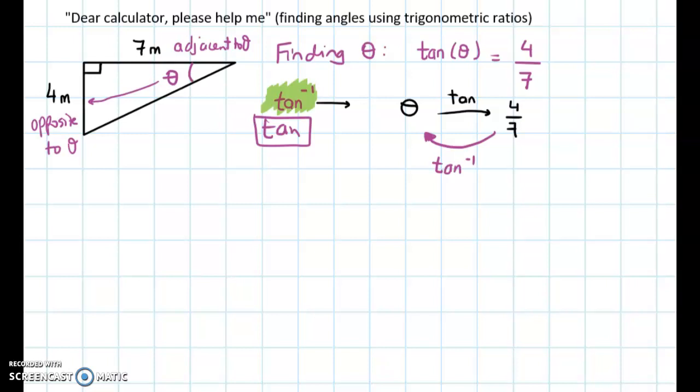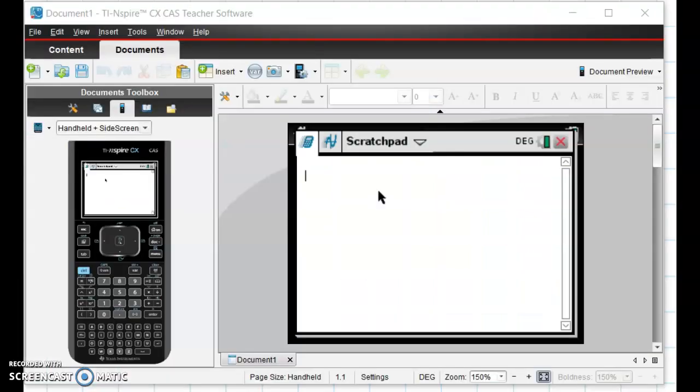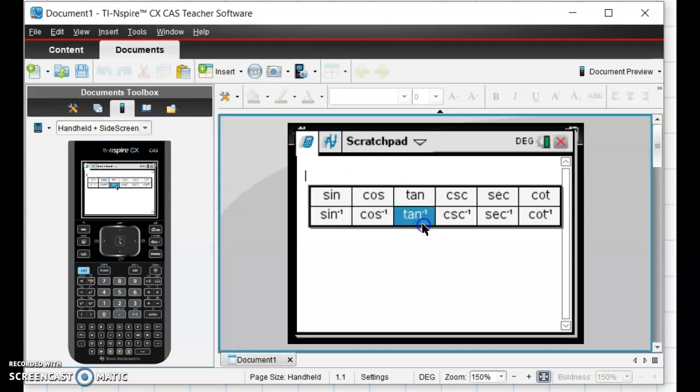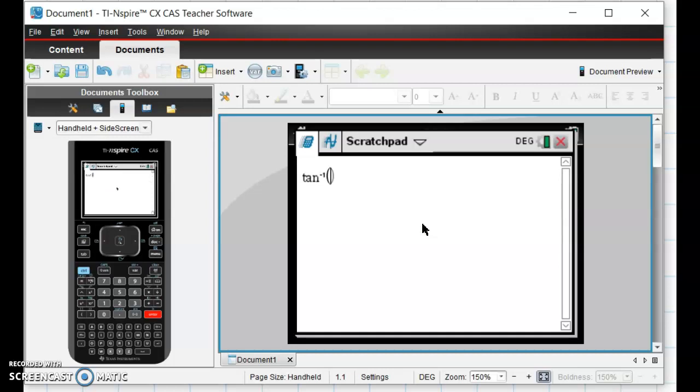So what I'm saying here is that the angle theta is the angle that we obtain if we find the tangent inverse of 4/7. So let's go to the calculator and do this. Here you can see my calculator, and I'm sure it looks more complicated than yours, but it's okay. I still have the same tan with a -1 on top, and that's what I'm going to find now. Here it is, tan -1. Enter. Notice that here on top it says that I'm working with degrees. That's what I want, because I want my angle to be given in degrees.